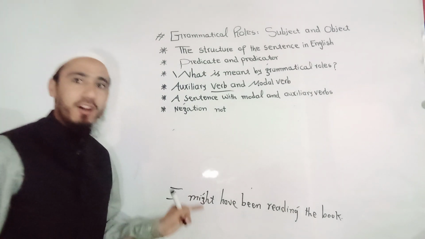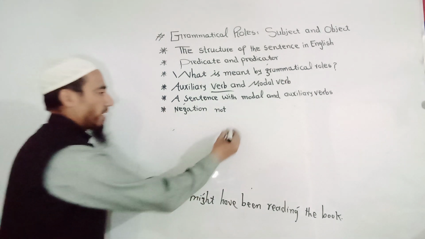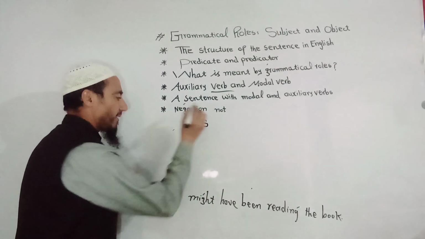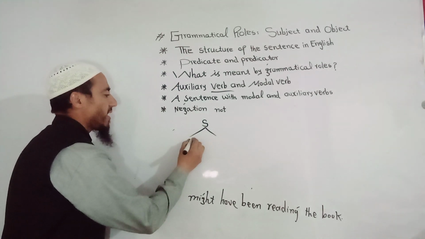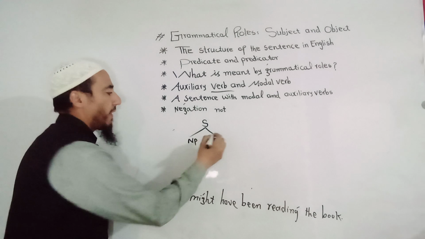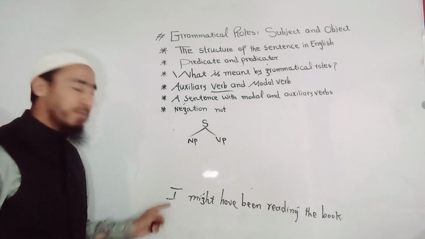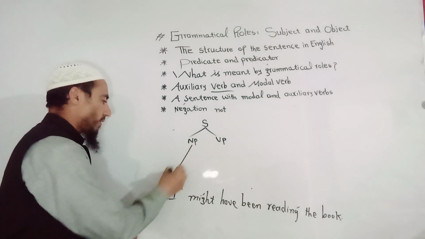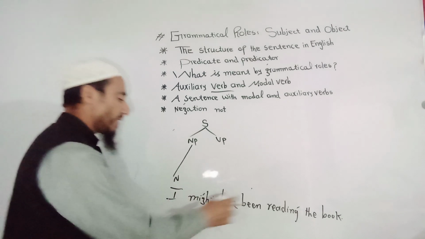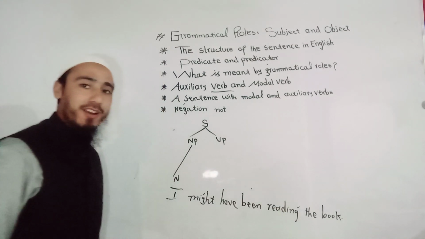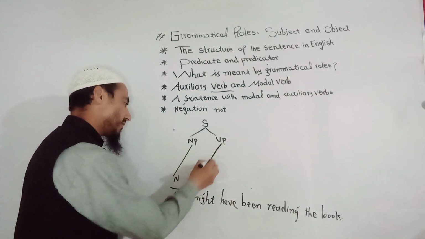Let me draw the tree diagram of it. In the sentence we have S, which means sentence. Then we have NP, which means noun phrase, and VP, which means verb phrase. For NP, this is "I", which is N. And we have a verb phrase only, and this is "might have been reading the book". It is a verb phrase, so let me divide it into portions.